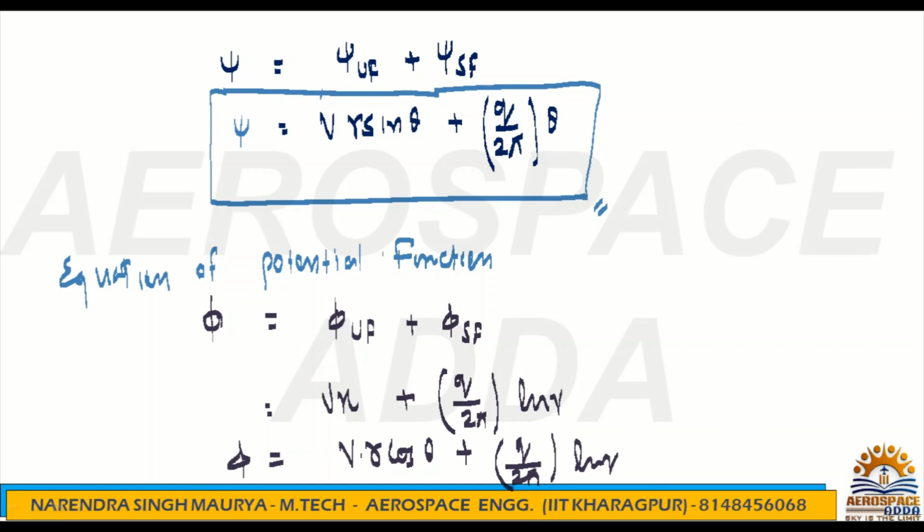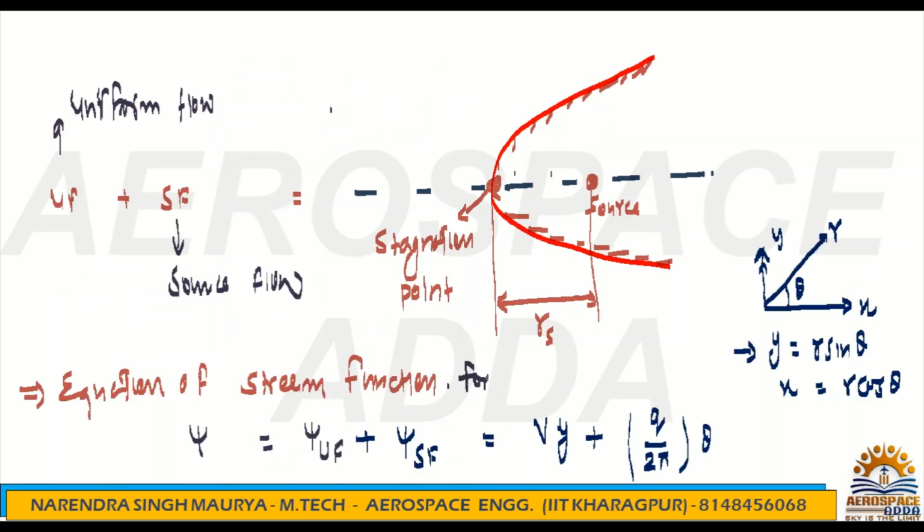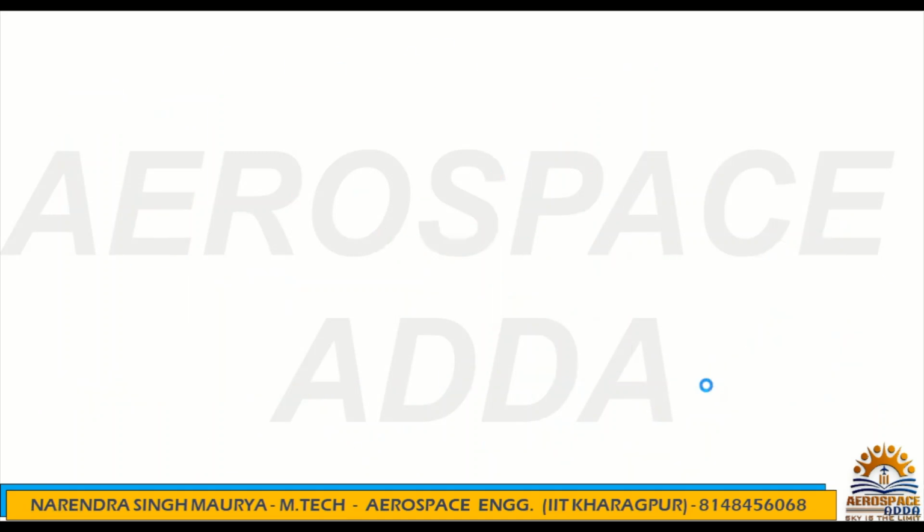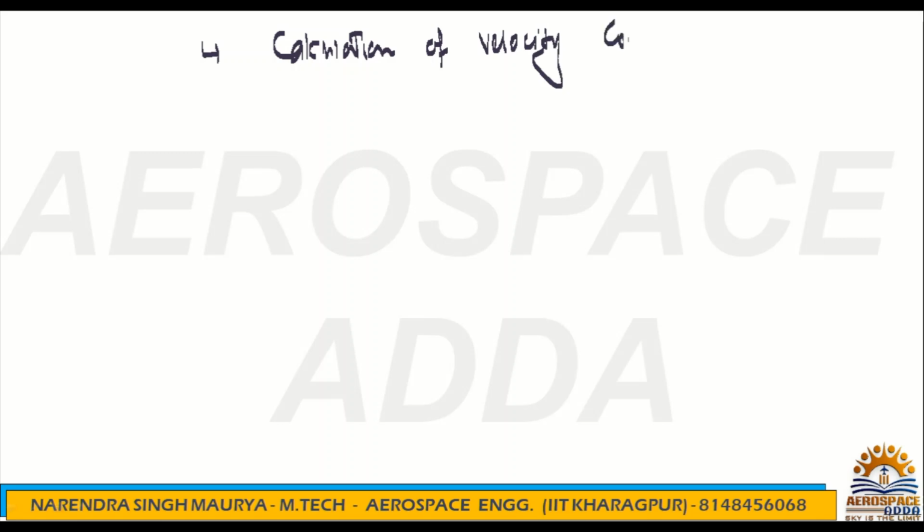I can write here the equation of potential function for Rankine half body, and this is what we have calculated, the equation of stream function for Rankine half body, right? Now coming to a very important point, that is the stagnation point, or we can go for the velocity components. So this is the new heading, calculation of velocity component.